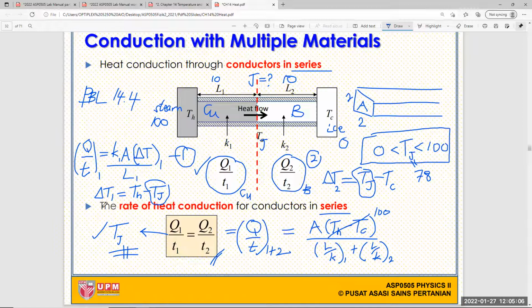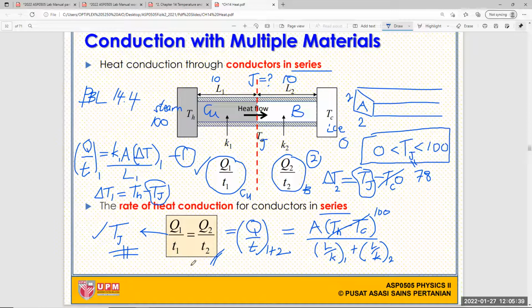Just to highlight, for the first one, copper, you have TH minus TJ. TH is 100, so always 100 minus TJ. But for this one, TJ is unknown, but TC is 0. You need to know that this is 0, so you just have TJ. So you equate Q1 over T1 equal to Q2 over T2, and you'll be able to get your TJ, that is 78, and prove it mathematically.